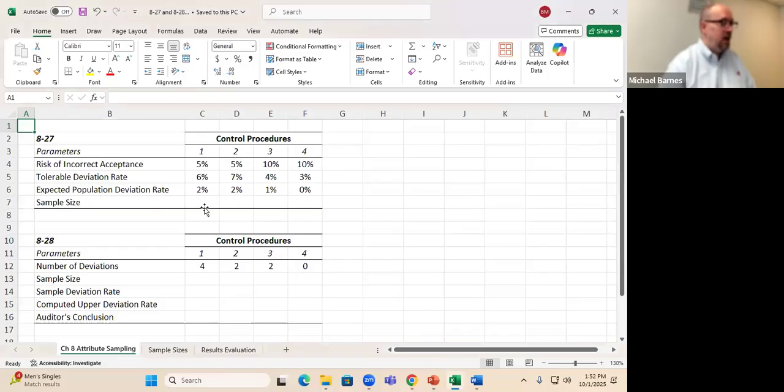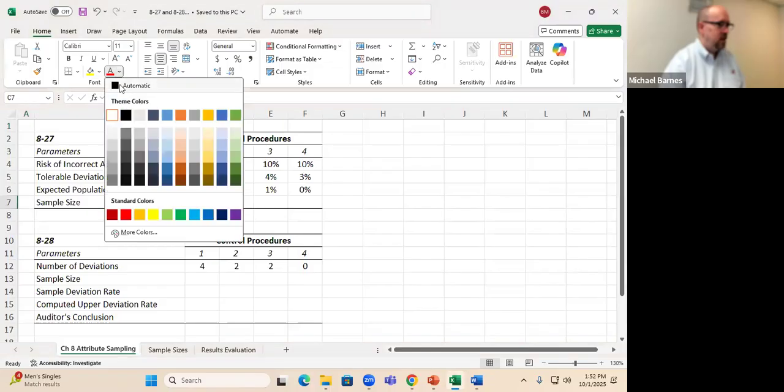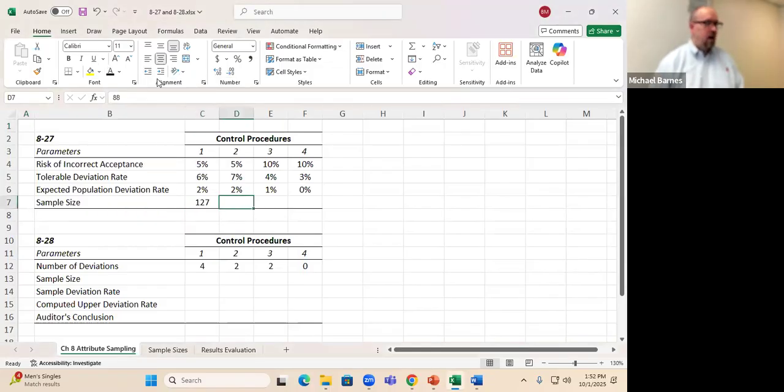Now, I could go through each of these, but let's go ahead and plug those in. The process for this is pretty straightforward. There's 88 here, okay? Let's take a quick look and see what happened. The risk of incorrect acceptance did not change, so our confidence level didn't change. And our expected population deviation rate did not change, but our tolerable deviation rate did. Our tolerance risk basically went up. This increased the distance between these two items, which means we would expect our sample size to decrease.